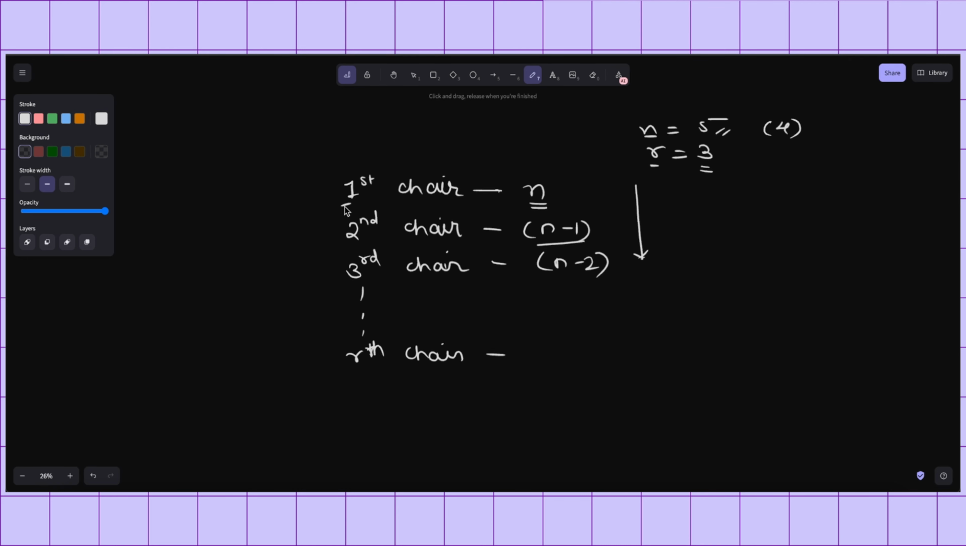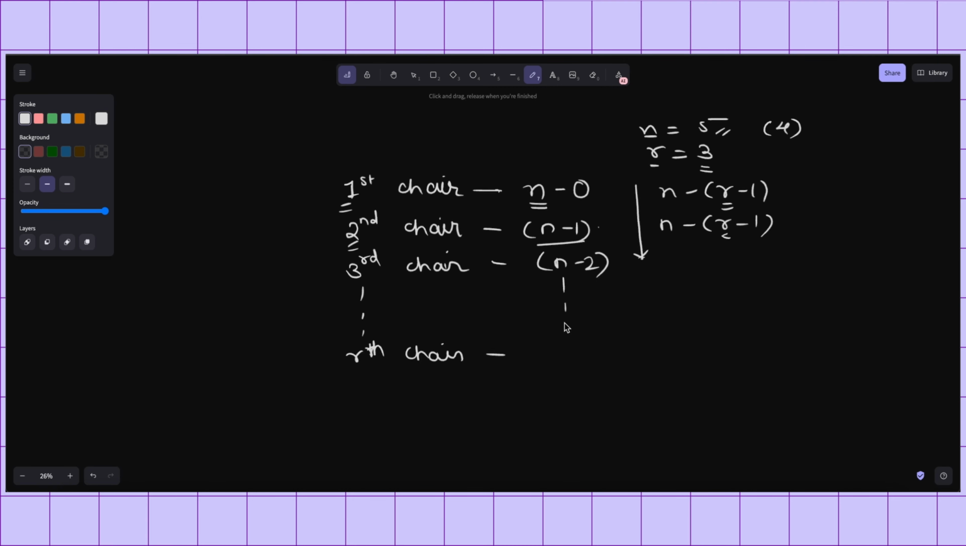For the first chair, there was no minus 1 here, so basically it was minus 0. Then it was minus 1, minus 2, and likewise. So basically you can write this as n minus (r minus 1). Here r is the seat number: for r is 1, 1 minus 1 is 0. For r is 2, 2 minus 1 is 1, so the answer is n minus 1. There are n minus 1 ways.